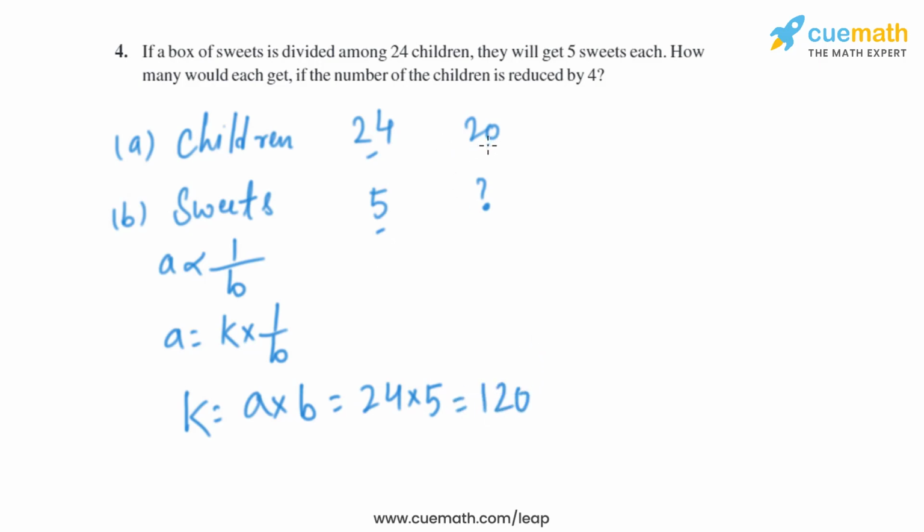Now we have the value of A, we have the value of K. We can find the value of B. So let's do it. As we know that K equals A into B, we have the value of K, that is 120. A equals 20, we can find B. So B will equal 120 divided by 20, which is 6. So when there are 20 children, each will get 6 sweets.